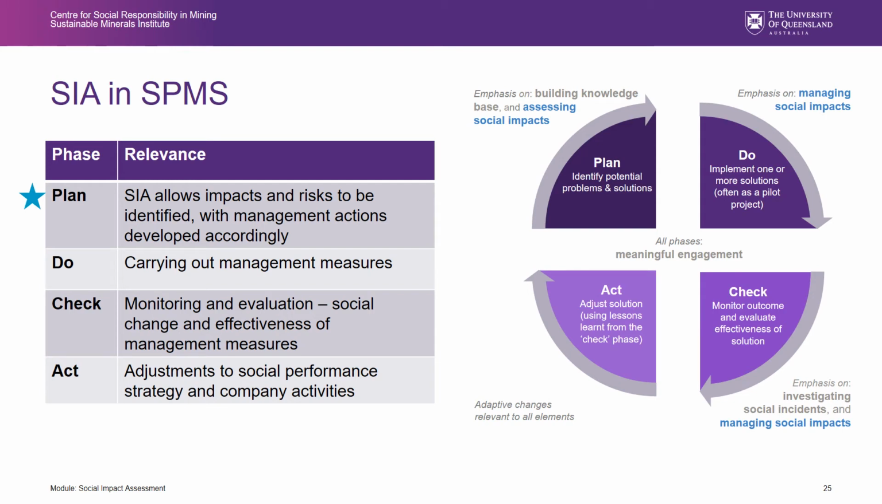SIA. The do phase involves carrying out management measures in accordance with the SIMP, the Social Impact Management Plan. The check phase involves monitoring and evaluation, that is, checking and evaluating the effectiveness of management measures as well as the degree and nature of social change experienced. The act phase involves adjustments to social performance strategy as a result of the monitoring and evaluation, as well as to company activities. Meaningful engagement is relevant to all of these phases.